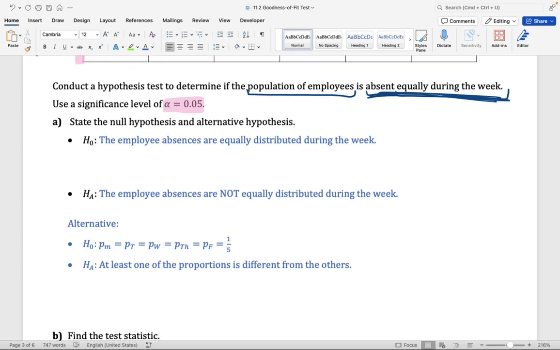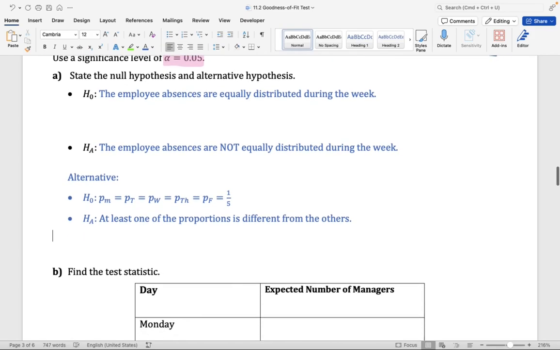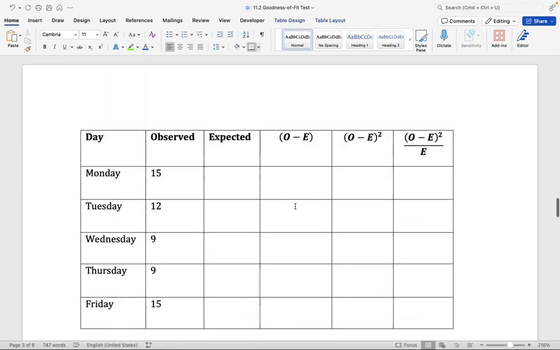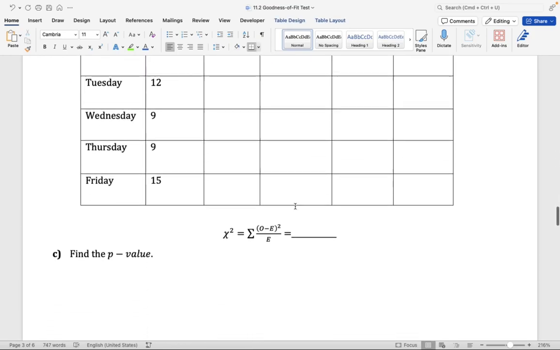Now we're going to transition into finding the test statistic. We're going to use tables to stay organized. Let me go all the way down to remind you about the formula that we use to find the test statistic. We're going to need the observed value for each category. So the observed value for Monday, Tuesday, Wednesday, Thursday, and Friday. We have those values. Those are the values coming from the sample. So we have nothing to worry about when it comes to the observed values. They're given to us. However, we need to find the expected value for each category.